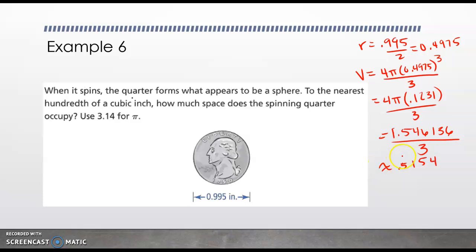We want the nearest hundredth. So this is the space we want. I'm going to look at the 5, and 5 or above, give it a shove. So our answer is approximately 0.52 cubic inches. That is the amount of space the quarter takes up.